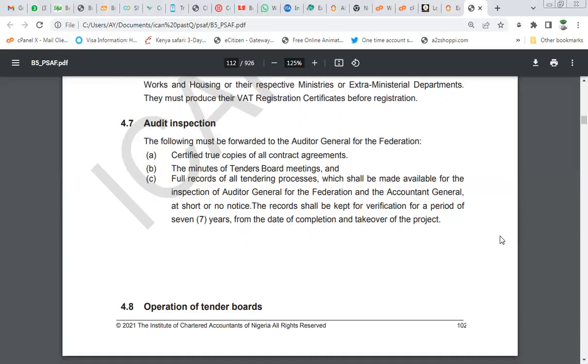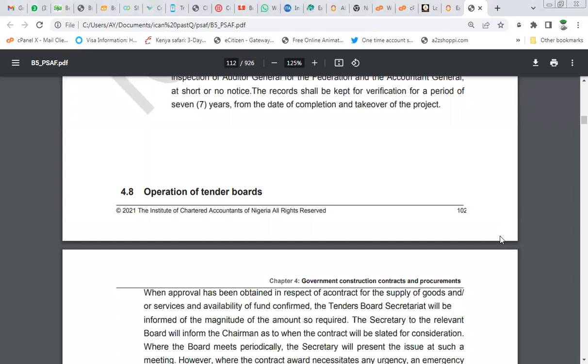Three, full records of all tendering processes, which shall be made available for inspection by the Auditor General for the Federation and the Accountant General at short or no notice. The record shall be kept for verification for a period of 7 years from the date of completion and takeover of the project. Operation of tender boards.